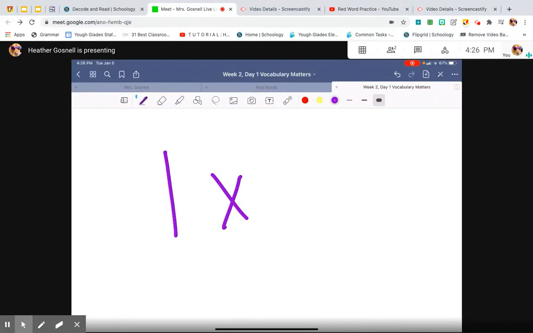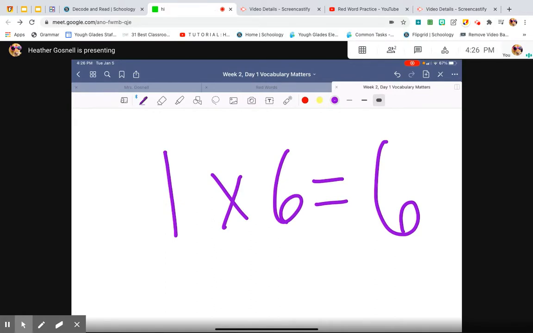1 times 6. 1 times 6 is 6 because the identity property of multiplication states that 1 times any number is itself. So meaning that other factor, like in this case 6, it's like that factor is looking in the mirror and it sees itself. Anytime a number is with 1, any number, it could be 1 times 62, it is like that number is looking in the mirror and it sees itself. 1 times any number is the number you are timesing 1 by. Okay? So 1 times 6 is 6.